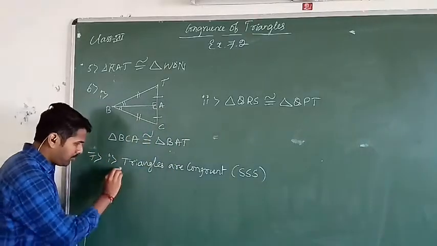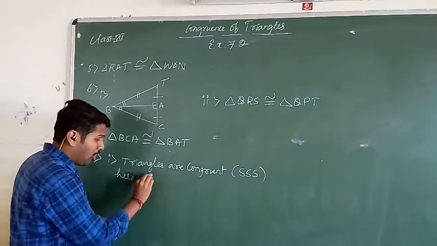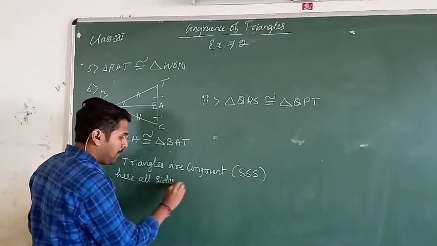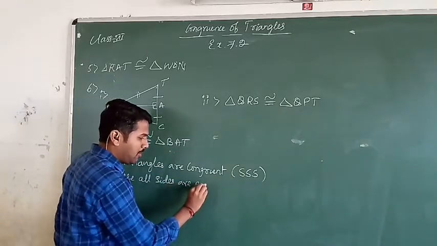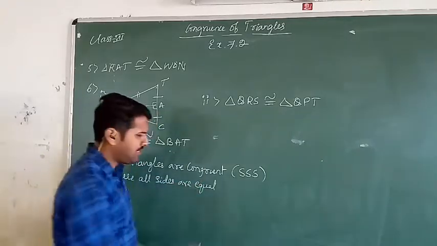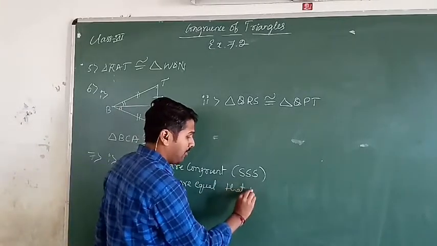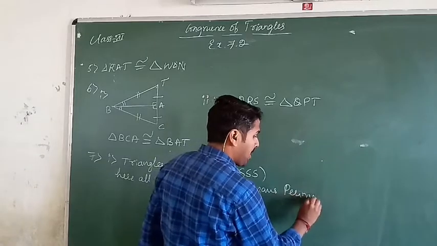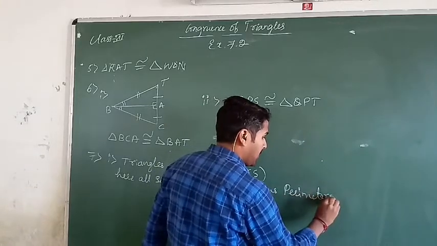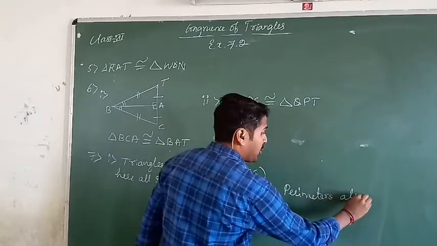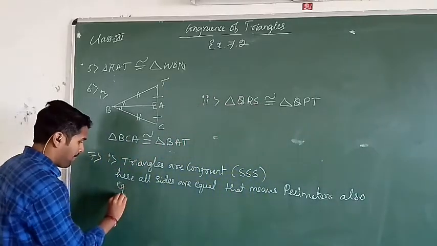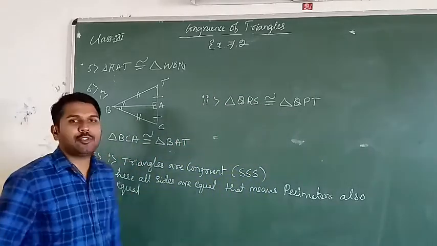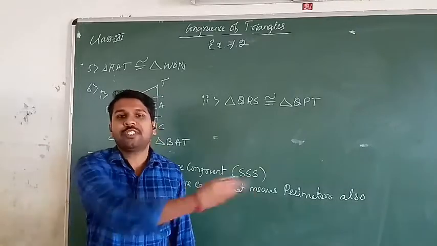Because here all sides are equal. That means perimeters also equal. Perimeters also equal. What about second one?